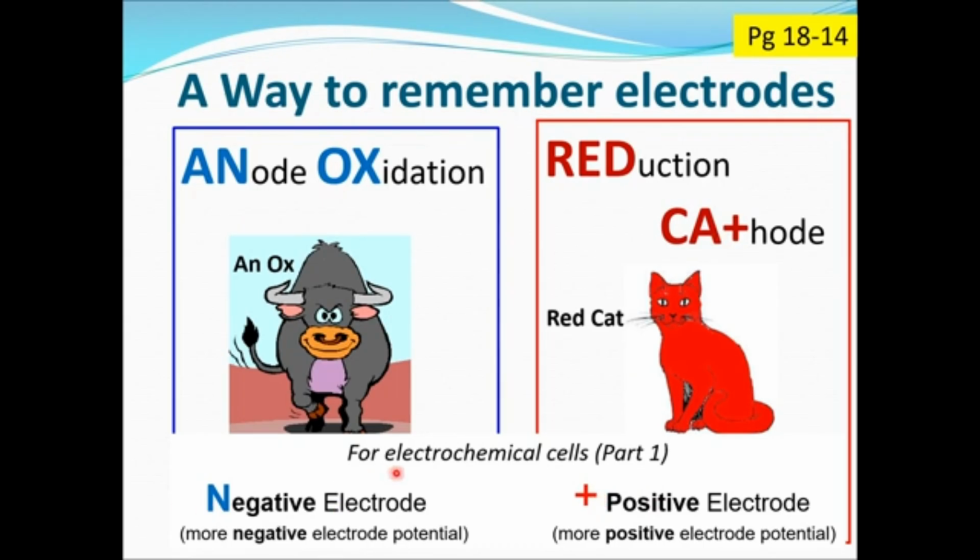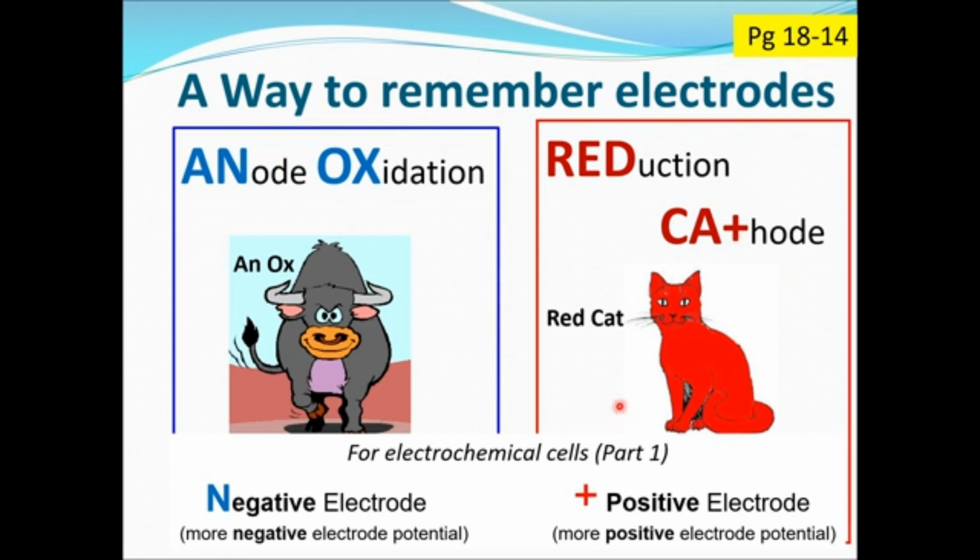And then be able to state positive and negative. For electrochemical cells, this part of the topic, the positive is at the cathode. And hence also be able to state the movement of electrons. At oxidation, electrons are formed, and they will move from the anode to the cathode.